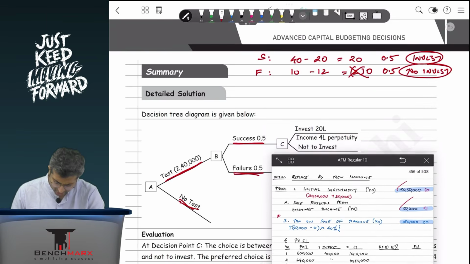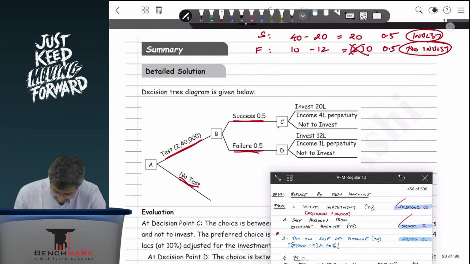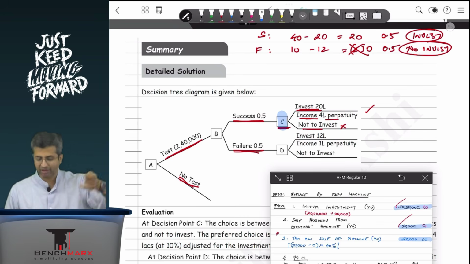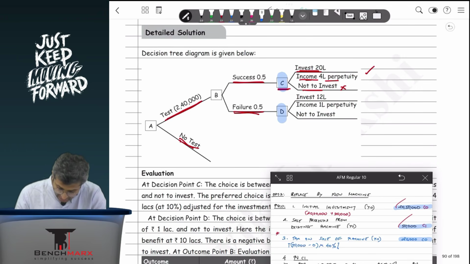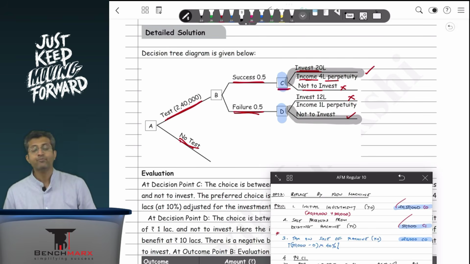So over here, if you go to C, at point C, if there's a success, I can invest 20 lakhs and generate income of 4 lakhs to perpetuity, which is what you should do. Or no invest. At this point, as a consultant, if someone asks you that if I reach point C, then I will say go ahead and invest 20 lakhs. But if I reach point D, then as a consultant, I will say that it is not worth investing 12 lakhs to get 1 lakh. Rather, you make no such investment. So this will be a good decision tree where I will invest 20 lakhs if there's a success, and I will not do anything further if there's a failure.